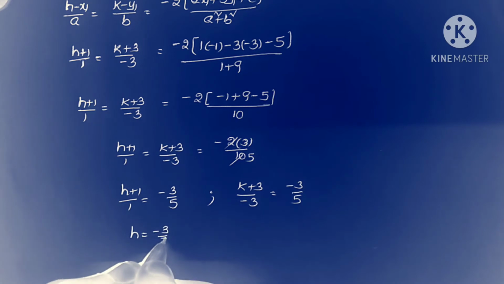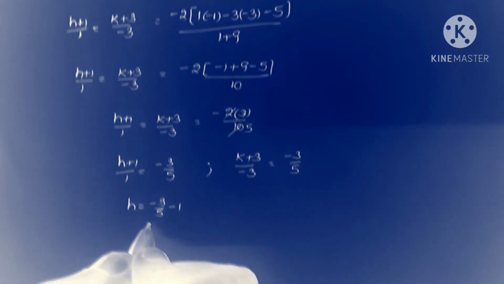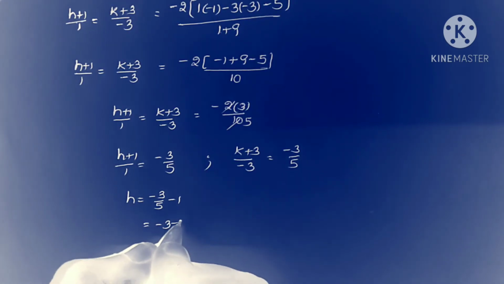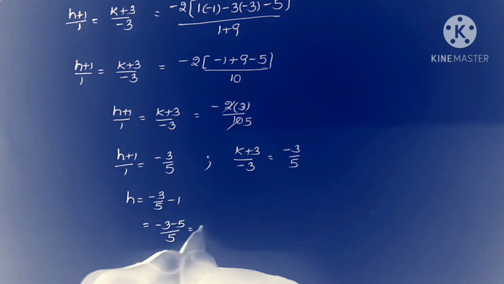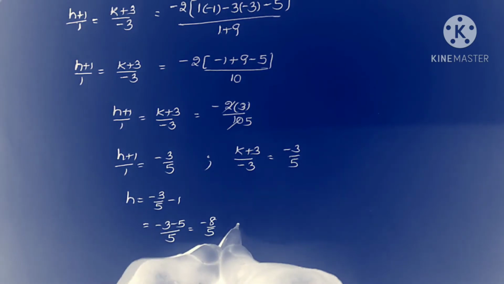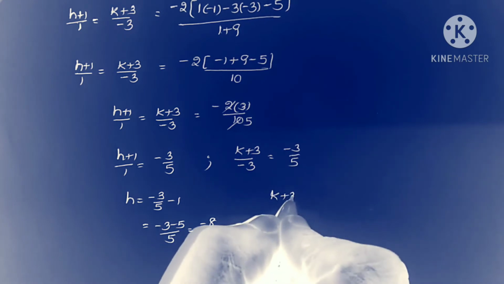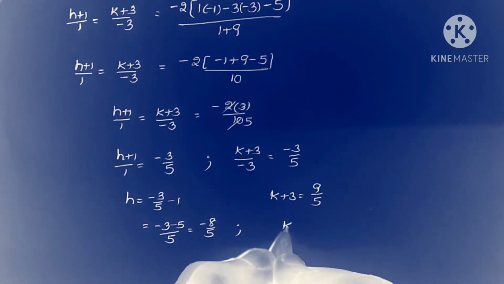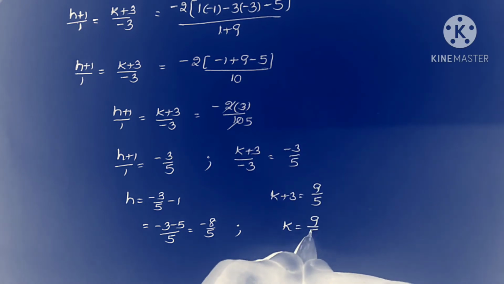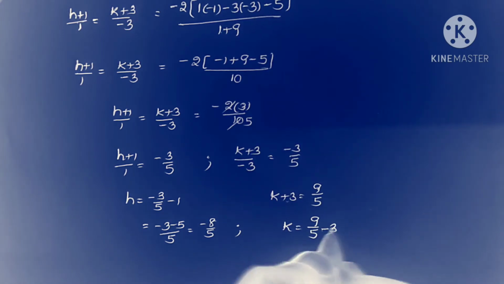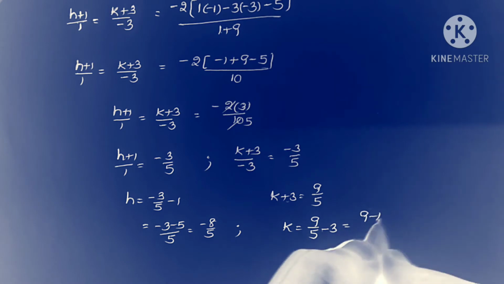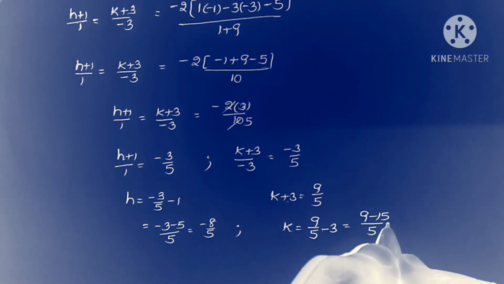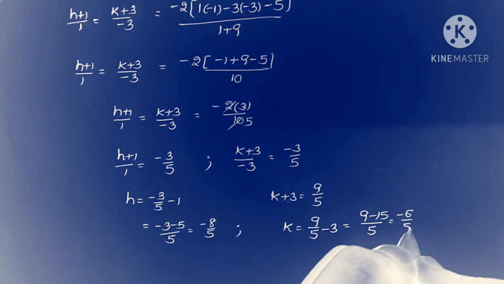Then what is the h value here? h is equal to minus 3 by 5 minus 1. Taking LCM, we get (minus 3 minus 5) by 5, which is equal to minus 8 by 5. And coming here, k plus 3 is equal to minus 3 into minus 3 plus 9 by 5. Then the value of k is equal to 9 by 5 minus 3. Taking LCM, (9 minus 15) by 5, this is minus 6 by 5.